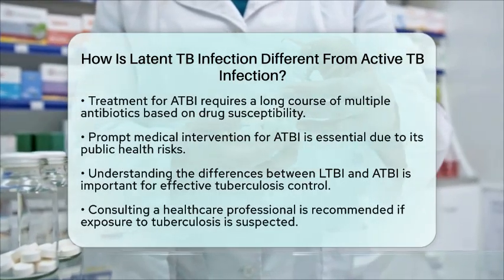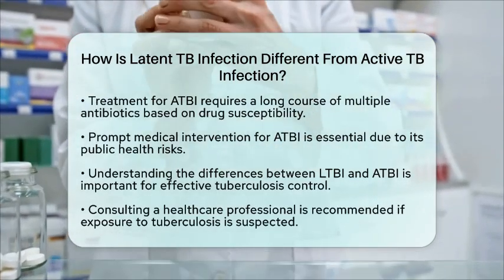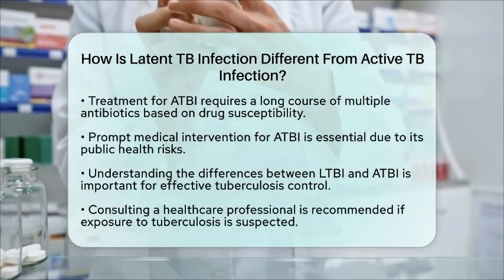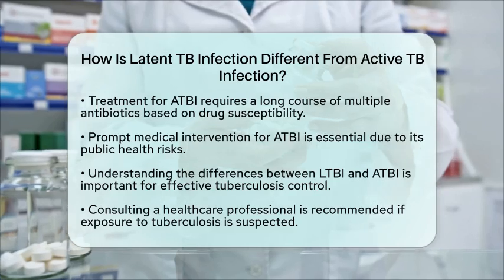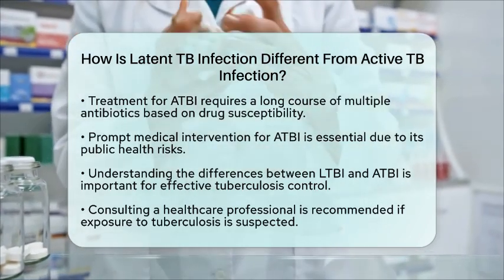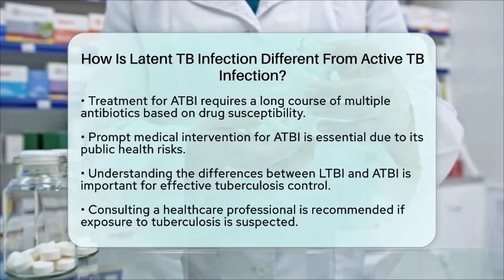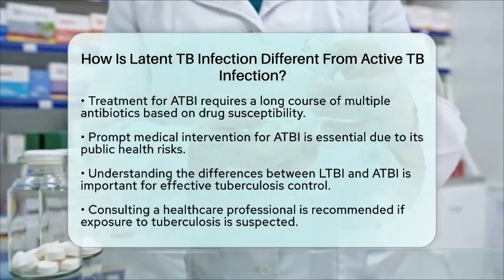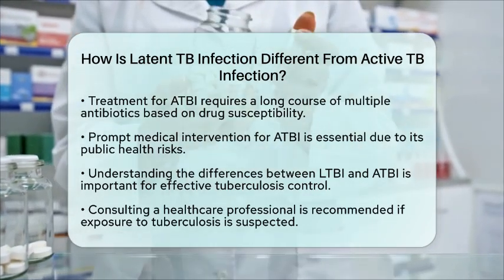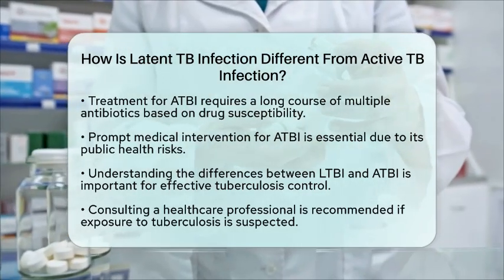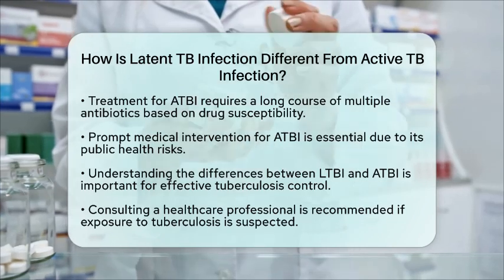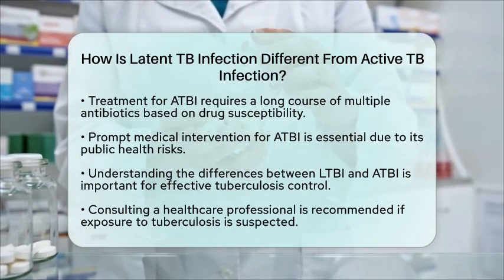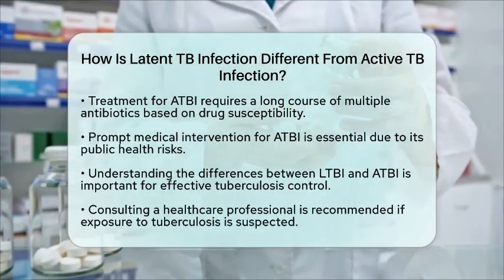In summary, the key differences between latent tuberculosis infection and active tuberculosis infection are clear. Latent tuberculosis is dormant and asymptomatic, while active tuberculosis is characterized by symptoms and contagiousness. Understanding these differences is vital for controlling tuberculosis effectively at both individual and community levels. If you suspect you have been exposed to tuberculosis or have concerns, it is always best to consult a healthcare professional for personalized advice and testing.